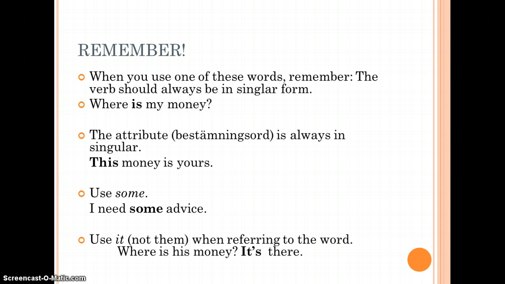For example, where is my money? The attribute, meaning the bestämningsord, is always in singular. This money is yours. Use some if you want to give an example. I need some advice. And use it and not them when you refer to the word. Where is his money? It's there.